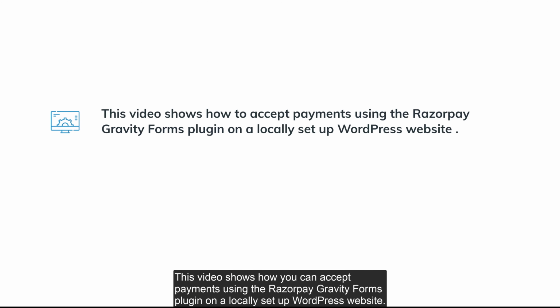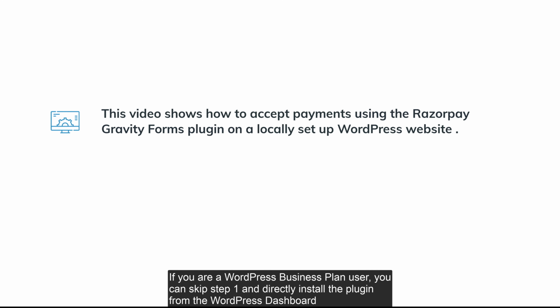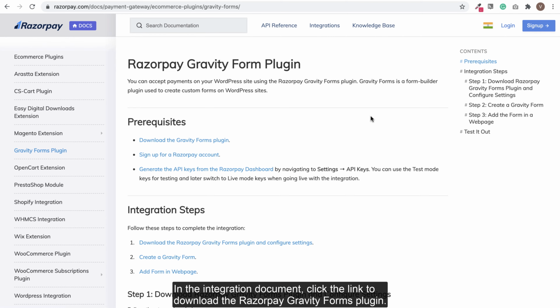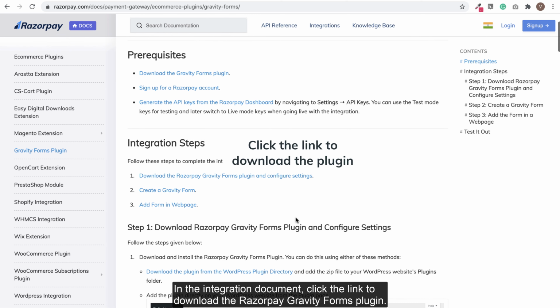This video shows how you can accept payments using the Razorpay Gravity Forms plugin on a locally set up WordPress website. If you are a WordPress business plan user, you can skip step 1 and directly install the plugin from your WordPress dashboard. Step 1. Install the Razorpay Gravity Forms plugin. In the integration document, click the link to download the plugin.